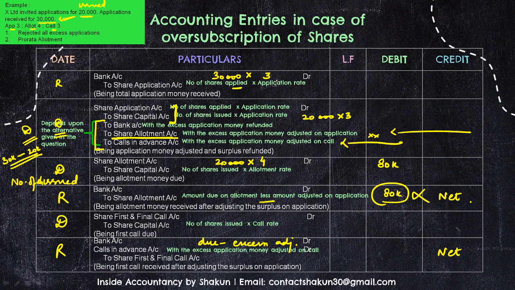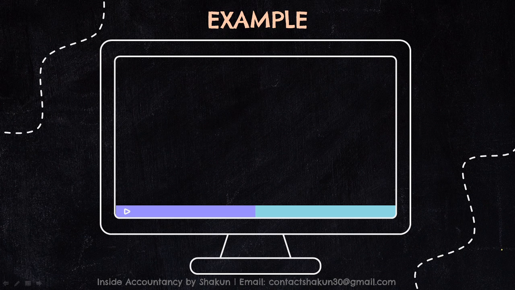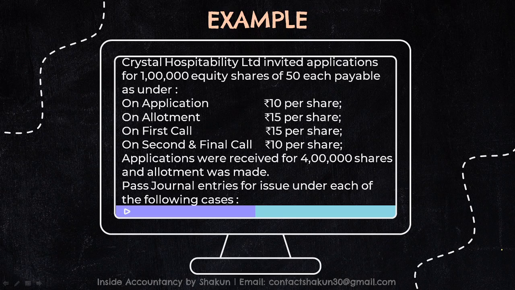The only change, as you can see, would be in the receiving entry for application, in the due entry for application, and in the receiving entry for allotment and calls. There you will have certain changes in the amount, depending upon the alternative that has been chosen. Now let's take an example and understand the oversubscription of shares.